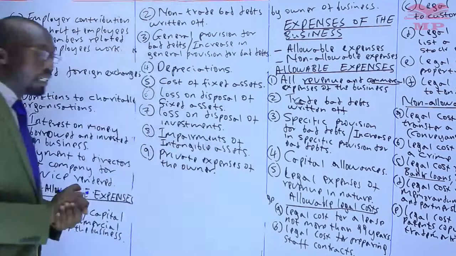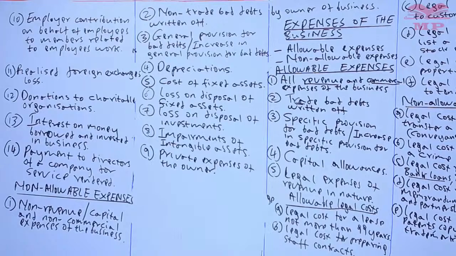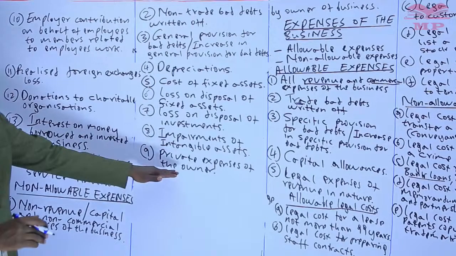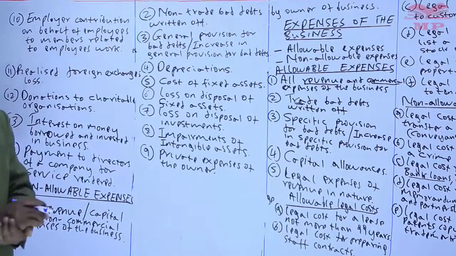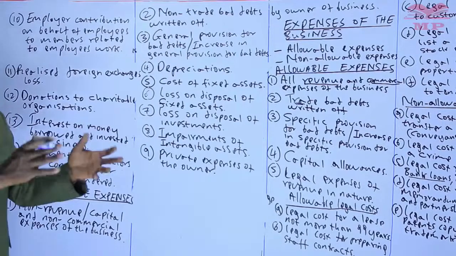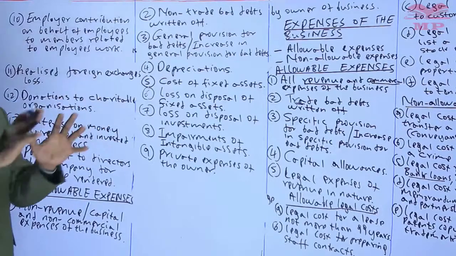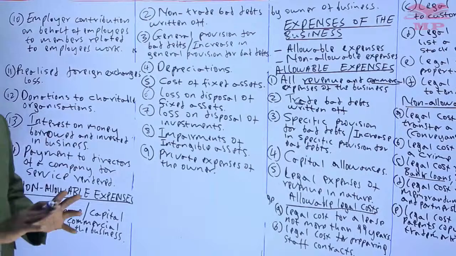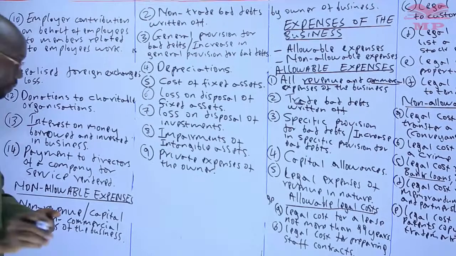Private expenses of the owner. We had also mentioned here that it's important to note specifically expenses relating to the owner: electricity expense relating to the owner, salaries, rent, name them, water at home. Don't bring them into the business. They are not usually allowable because they are not commercial.